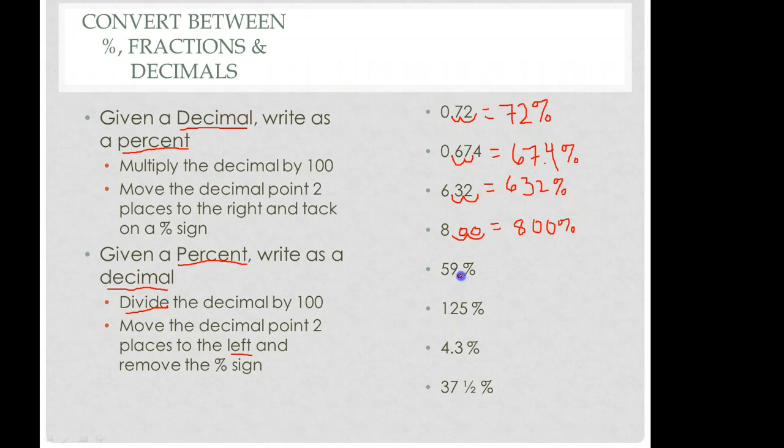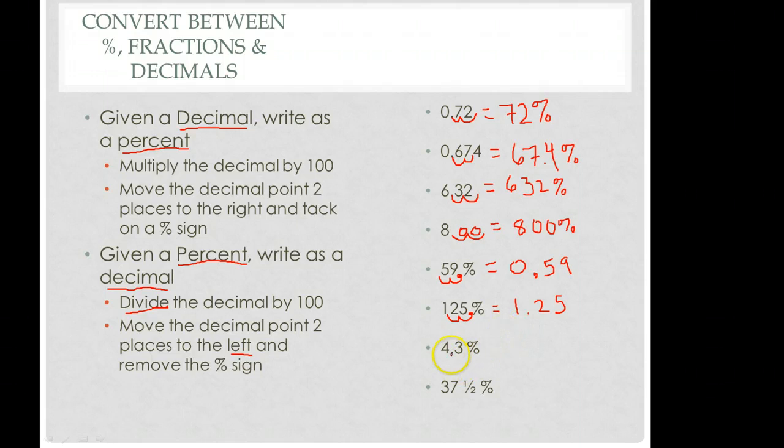0%, and then I move the decimal point 2 places to the left. So 59% is the same as 0.59. 125%. I put the decimal point on the end. I move it 2 places to the left. That's the same as 1.25. Remember, if I have something that's over 100%, I should get a whole number when I convert it to a decimal.